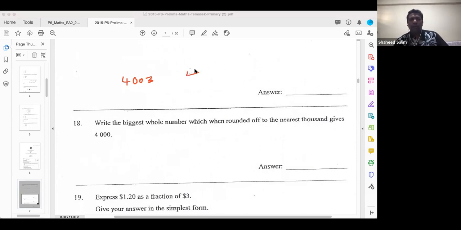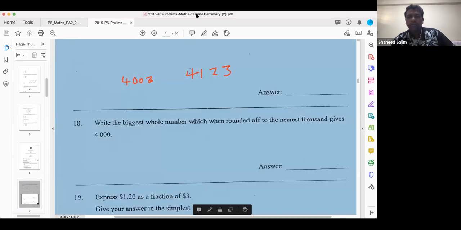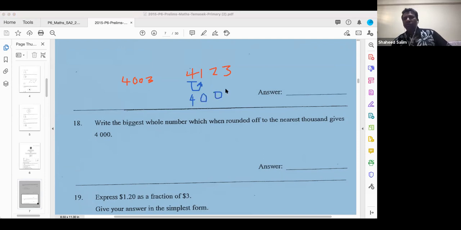We try now, let's say 4,123. Yeah, try. Nearest 1,000, so I must look at the 100. Let me just use a different color now. This is now 1,000. We look at the hundreds. This one don't plus 1. 0, 1, 2, 3, 4, don't plus 1. So it becomes 4,000. But is 4123 the biggest number? No. You can take 4124 also. 4125. So what is the biggest number?